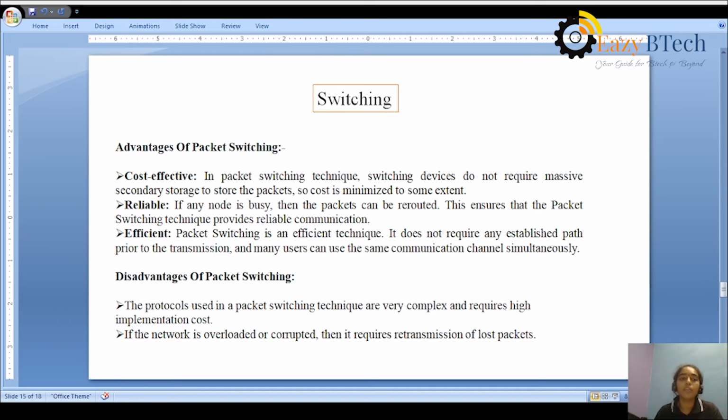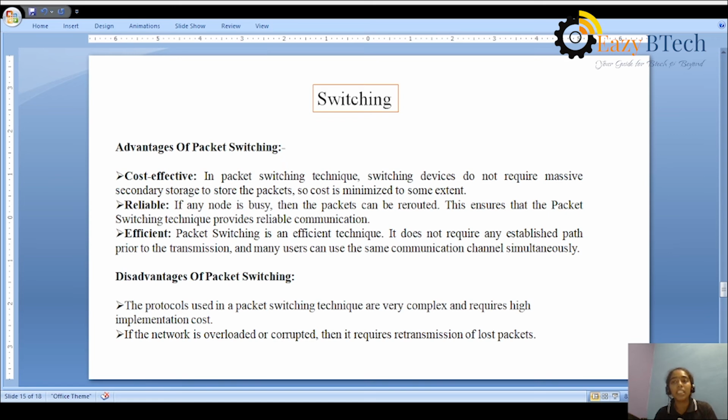So cost effective, reliable, efficient. Cost effective means here there is no storing of packets. In this packet switching technique, switching devices do not require a max secondary storage, means any database to store the packets. So it simply delivers the packets from source to destination by using different intermediate nodes, nothing but routers. And the routers will identify the best route or the shortest path to send that particular packet from source to the destination, right?